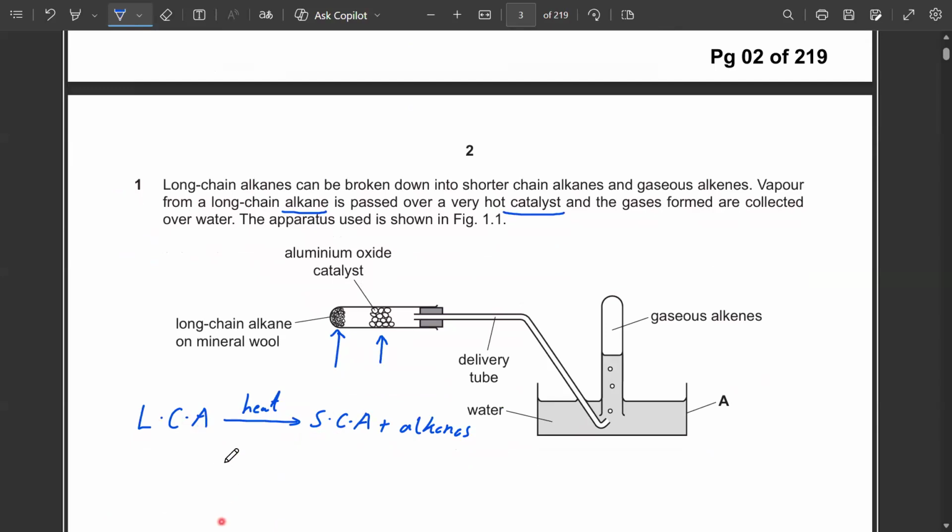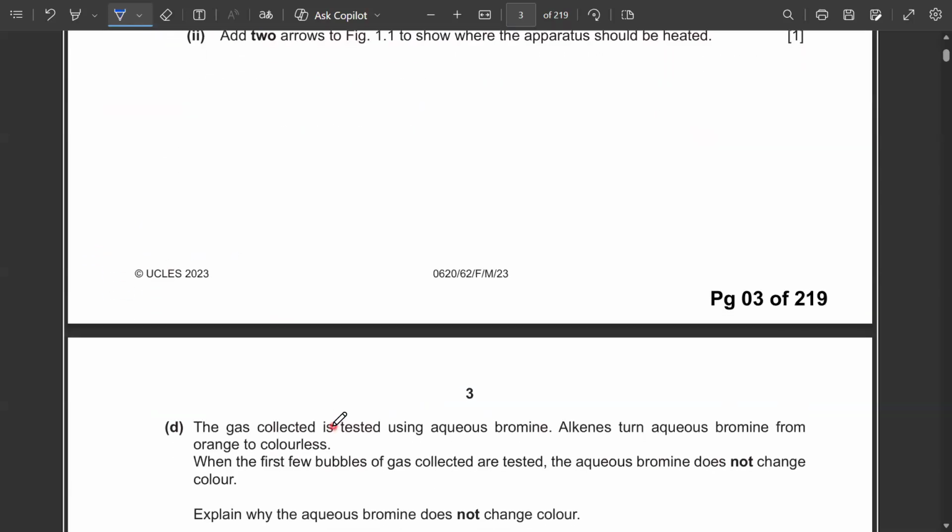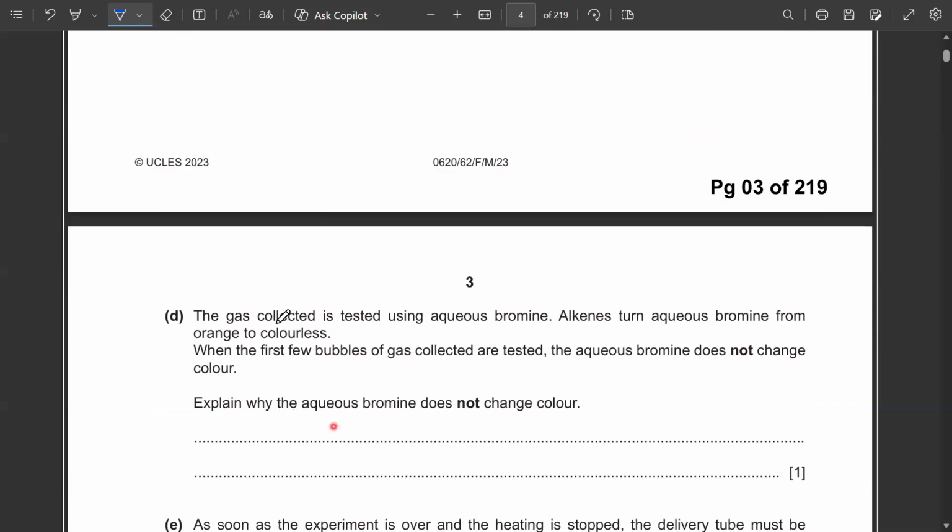Very good. It is cracking. So the cracking basically produces the alkenes during the reaction, and the gas collected is tested using bromine. This is the gas which is alkene. We get small size alkene during the cracking, and this can react with the bromine. And we remember this is a bromine water test.